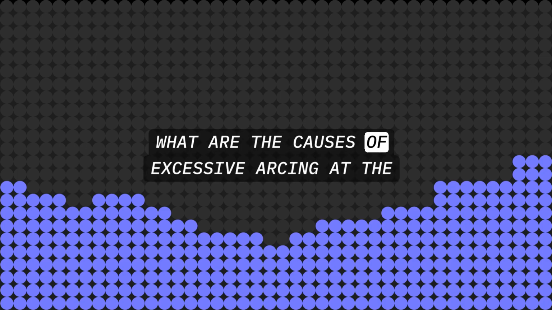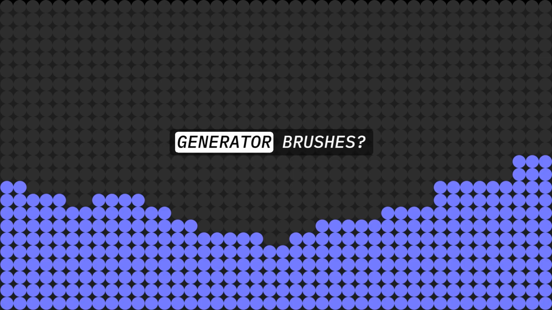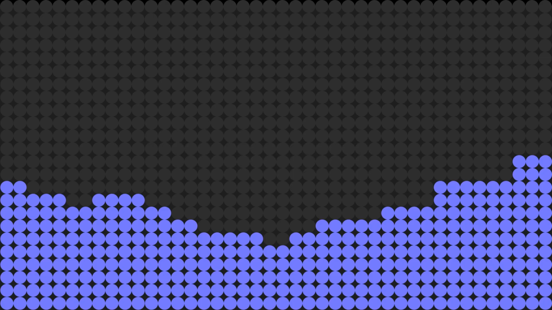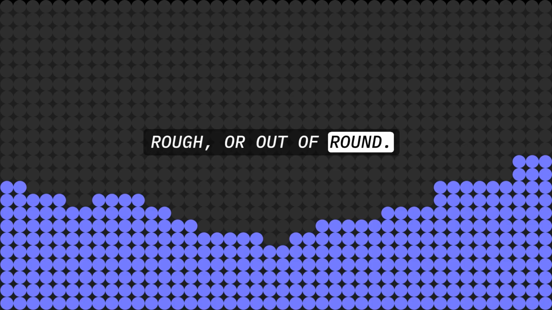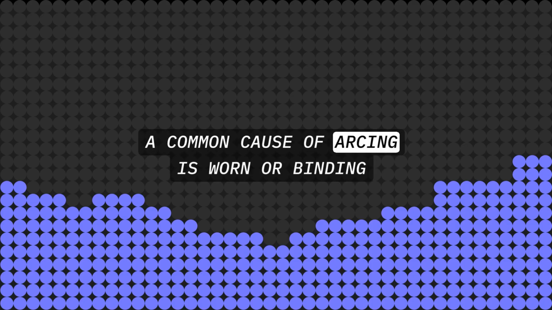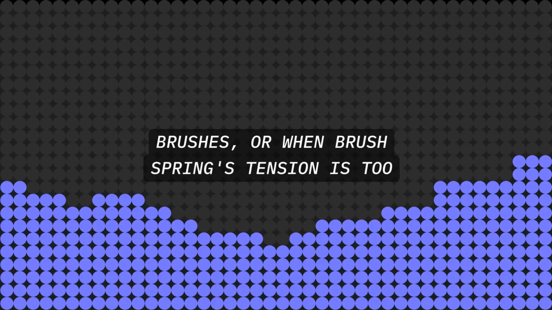What are the causes of excessive arcing at the generator brushes? Arcing can be caused by a commutator that is dirty, rough, or out of round. A common cause of arcing is worn or binding brushes, or when brush spring tension is too low.